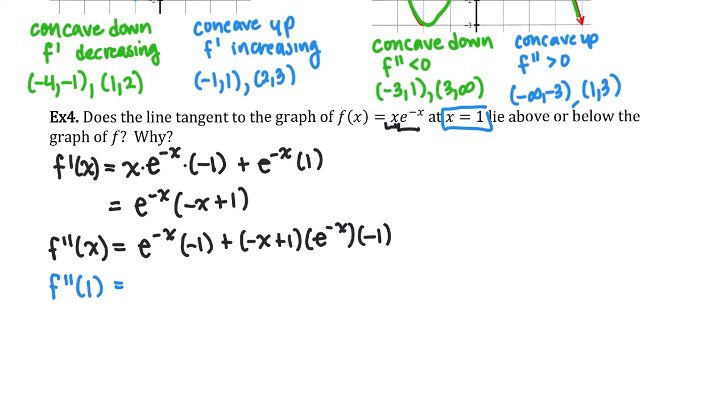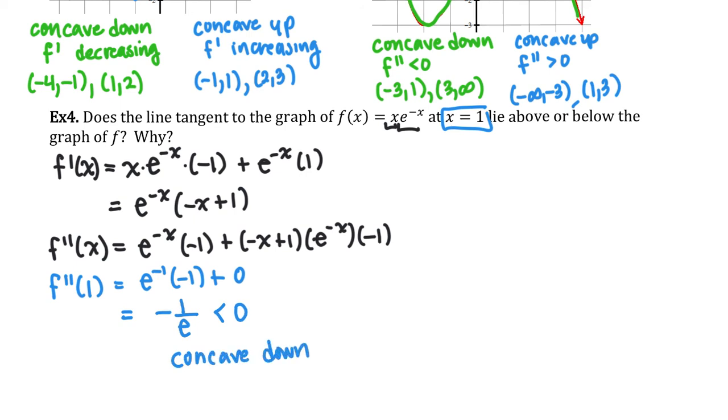So this is e to the -1 times -1 plus -1 plus 1 is 0. Oh, wonderful. -1 plus 1 is 0. So 0 times all this is just going to be 0. Which means, let me write this. This is -1 over e. Well, that's definitely less than 0. So since the second derivative is negative, this graph is concave down.